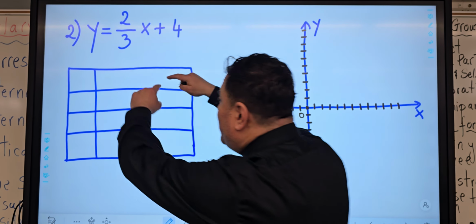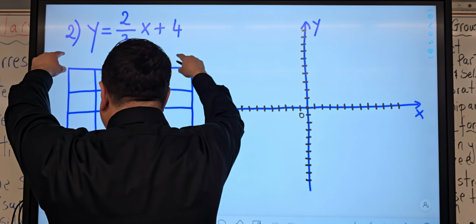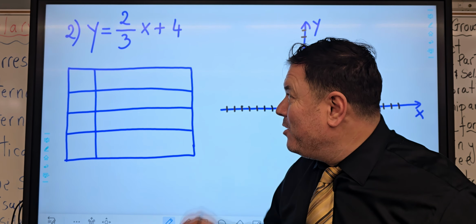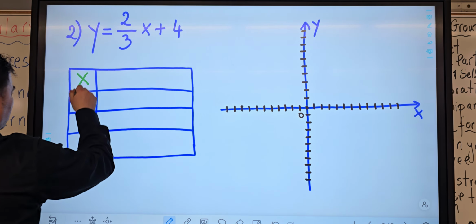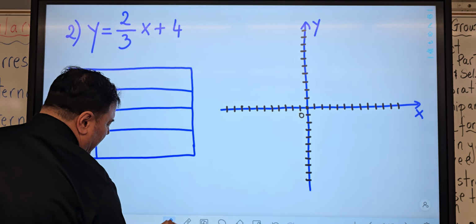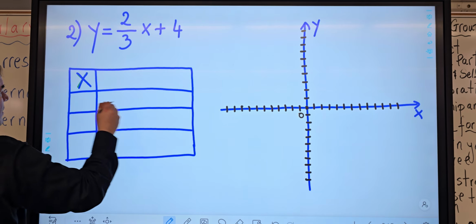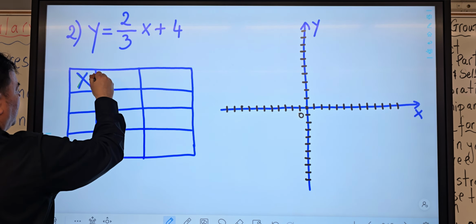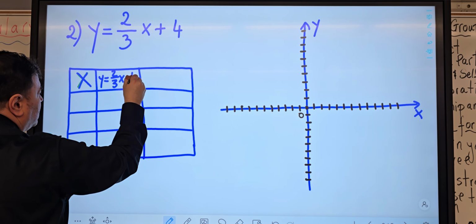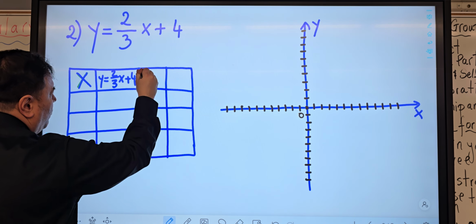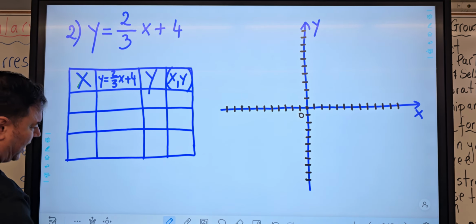Step number one, you have to create the table of values. Don't forget that. Create the table of values. And we are going to set some values for x, right? X, and then we are going to create the equation. So we have the x, and then the equation is right here. Y equals 2 over 3x plus 4. Don't forget the y values now, and then we are going to eventually have the ordered pairs right there.